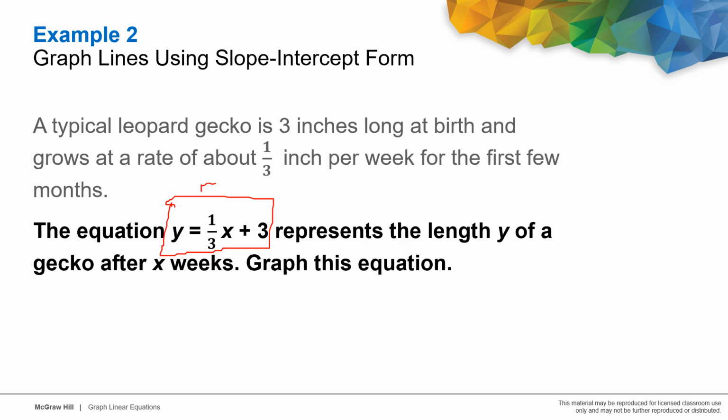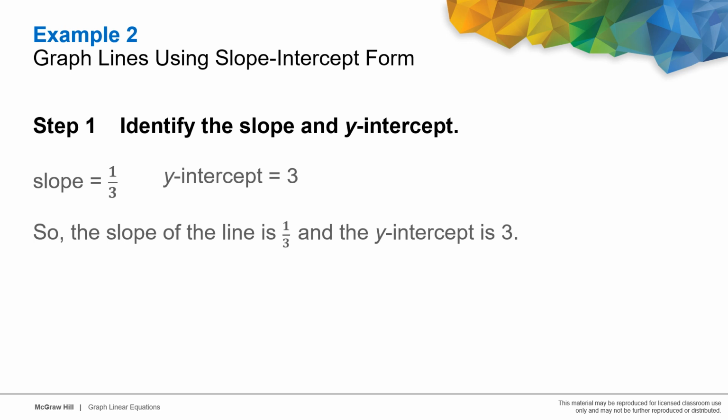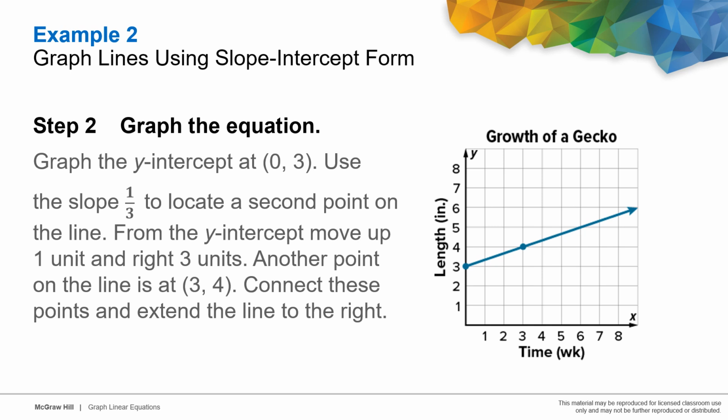Just use the equation, right? M is slope, B is your intercept, your starting point. Use this to graph. If you do it correctly, you should find out that your slope is 1/3, your intercept is 3, which means you will start at 3 and then go up 1 over 1, 2, 3. And look at that. Once again, we would connect our dots and we would have our line. All right, let's go into the next example.